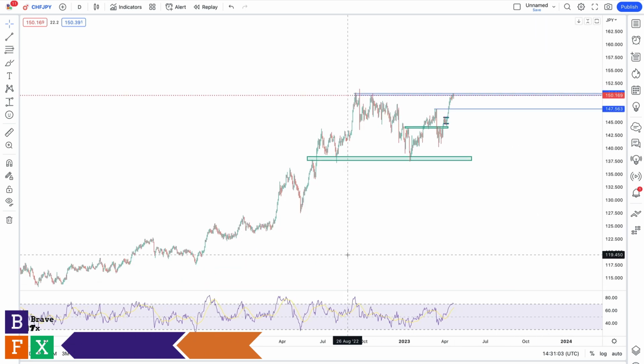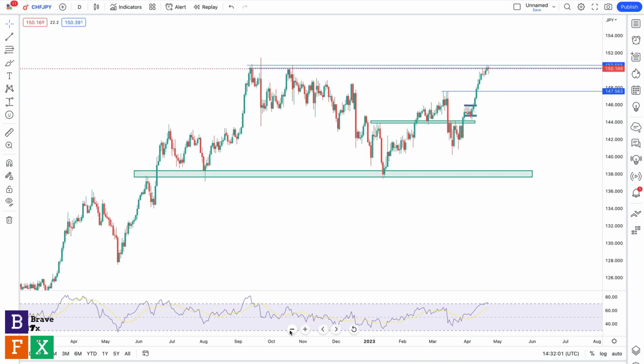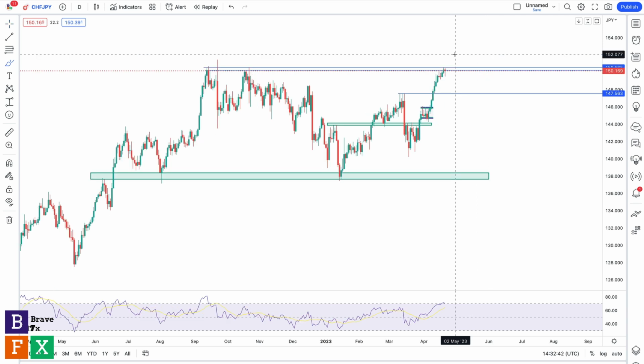So CHF-JPY, this is clearly a bullish trend. So this is the resistance level on the daily time frame. We have 1, 2 good price rejections, which led to this massive price dump. And now we're currently at the resistance level with a hanging man. So I'm going to go down to the lower time frame to show you why I think there's a good chance we break through this resistance level rather than having a reversal.